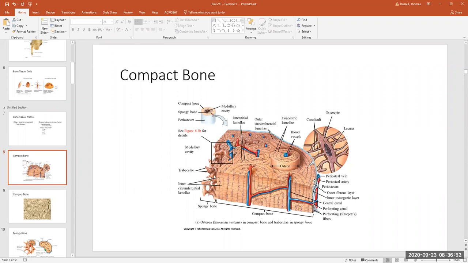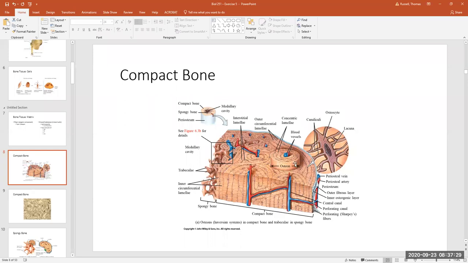Now, from the edge right here all the way to the middle, this would be the medullary cavity over here. You look up here at the top. This would be the medullary cavity in the middle of a long bone. From the cavity to the end is where we find the compact bone. Compact bone found in the diaphysis of long bones, covering the outside of all bones and forming the plates of flat bones, is made up of circular structures called an osteon. So this complete circular structure you see here is called an osteon.